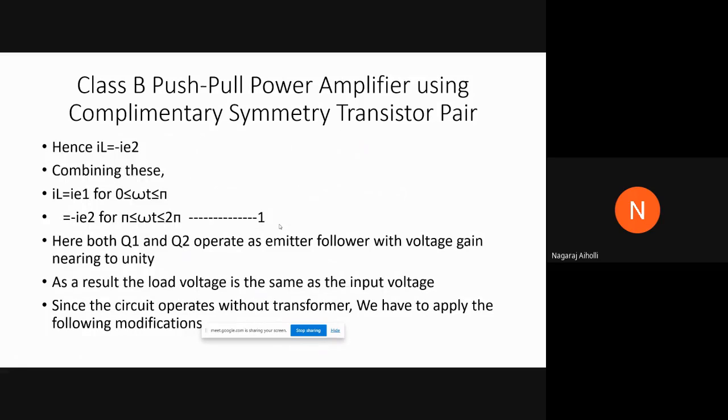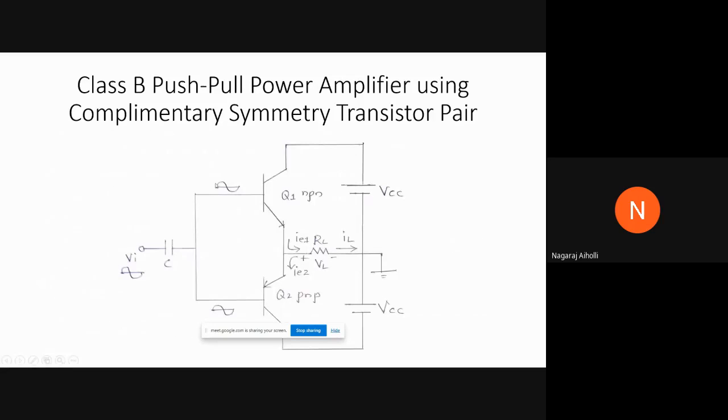If we compare this class B push-pull power amplifier using complementary symmetry transistor pair with the previous circuit, here a transformer is not used at the input and output sides. In the previous circuit that we studied in our previous class, the transformer coupled class B push-pull amplifier, input and output transformers are used, but in this circuit there are no transformers used.